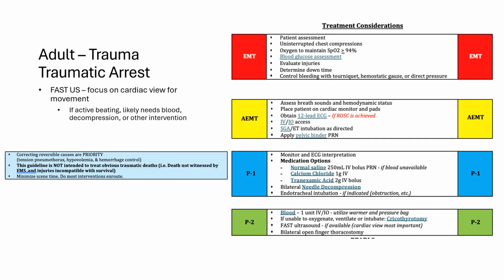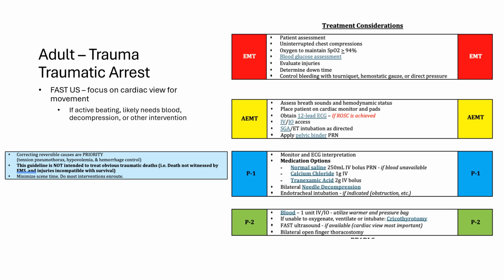Traumatic arrest. Again, you can do blood, FAST, bilateral finger thoracostomy. If you give blood, obviously you're going to give the calcium and tranexamic acid. If we don't think they need blood, they're not hemorrhaging out, that's not why they died, it's from something else, then you can do just the tranexamic acid, or, if you feel like you need any other fluids, you can do that. Blood's available, so you still have this protocol in case you don't have blood. This guideline is not for obvious traumatic death. Next slide.